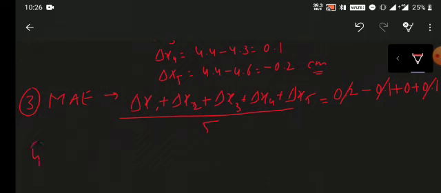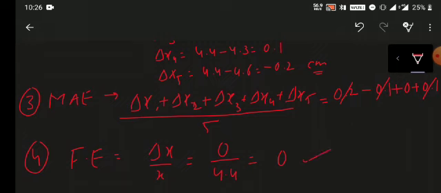So the fourth one is the fractional error. What is the fractional error? It is delta x upon x. Here delta x is 0 and the mean value is 4.4. The fractional error will also be 0 and the percentage error would also be 0. So this is all regarding the numericals related to errors. Okay, I think this is all clear.